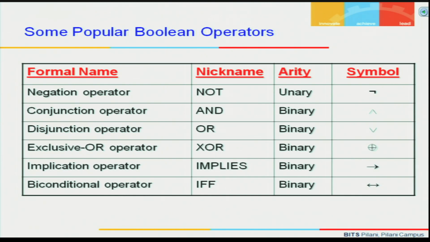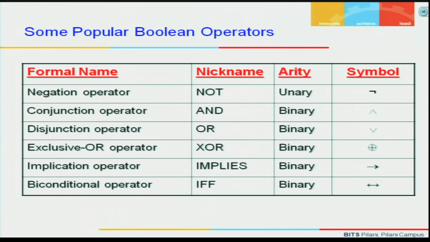So, having known what a preposition is and what an operator is, we will see some of the operators that will be operating on these prepositions. Basically, we study the following operators: negation operator, that is the not operator, conjunction operator, that is the and operator, disjunction operator, that is the or operator, exclusive or operator, that is the XOR operator, implication operator, and biconditional operator.